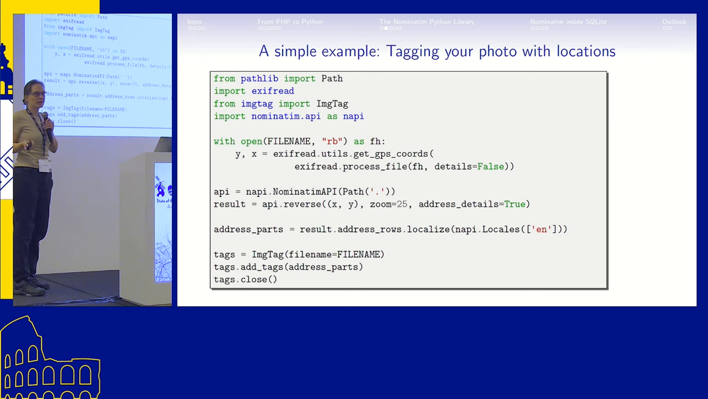What we then need to do is, so you get a very rich result back. We talk about this in a second. With all the names OSM has in all the languages. So there's a little function which is called localize, where you can say, oh, I want to have it in English, please. And it's giving you a nice interpretation of the addresses in the language you want to have. So this is the address part. It's a list of your addresses. And you can just save this in your text. And now you have your photos nicely tagged with readable locations.